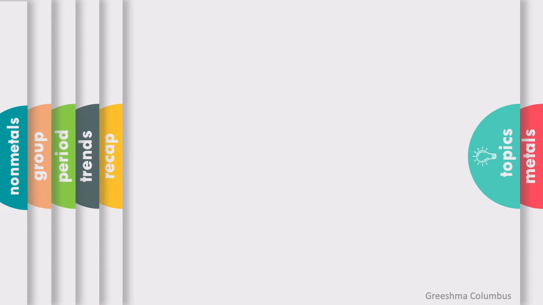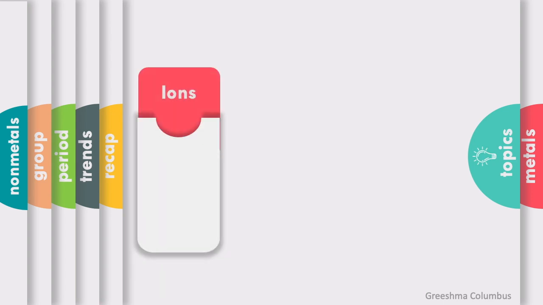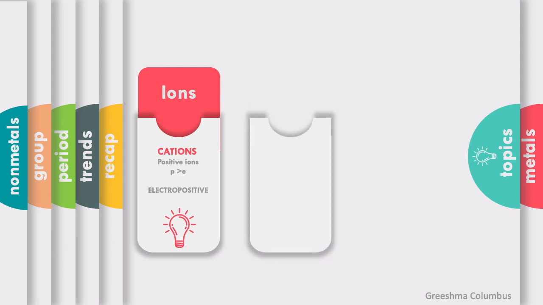So today we will be talking about ions, because in the case of metals we are talking about an element losing an electron. So particularly we are talking about positive ions, which are also called cations. Positive ions are formed when the number of protons is greater than the number of electrons, and they are generally called electropositive, meaning they do not like electrons. They want to get rid of those extra electrons to get the noble gas configuration.